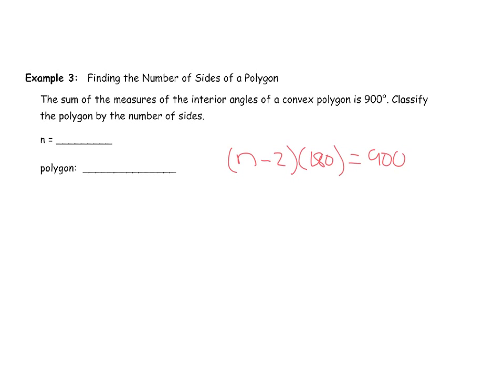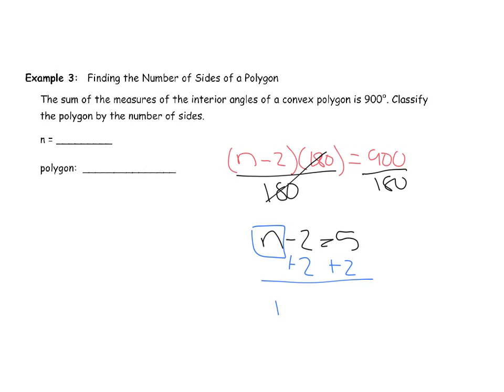All right, so we're going to do some algebra here. Divide both sides by 180. I get n minus 2 equals 5. Gonna solve for n, so I'm gonna add 2, n is equal to 7. So if it's 7, the name of that is a heptagon. Some people also, I believe, like to call them septagons, but we're gonna go with heptagon.